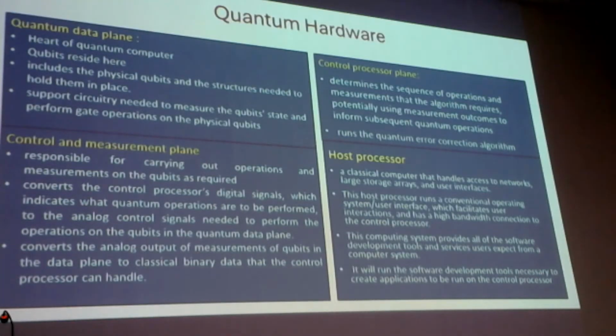Okay. It also converts the analog output of measurements of qubits in the data plane to classical binary data that the control processor can handle. The control processor has its own tasks, like quantum error correction, all that has to be done, right? And then the host processor will handle network, storage, user interfaces, and so on. So the software development tools that are necessary will run on the host processor. Qiskit programming, all that is on our computer. That is the host computer.